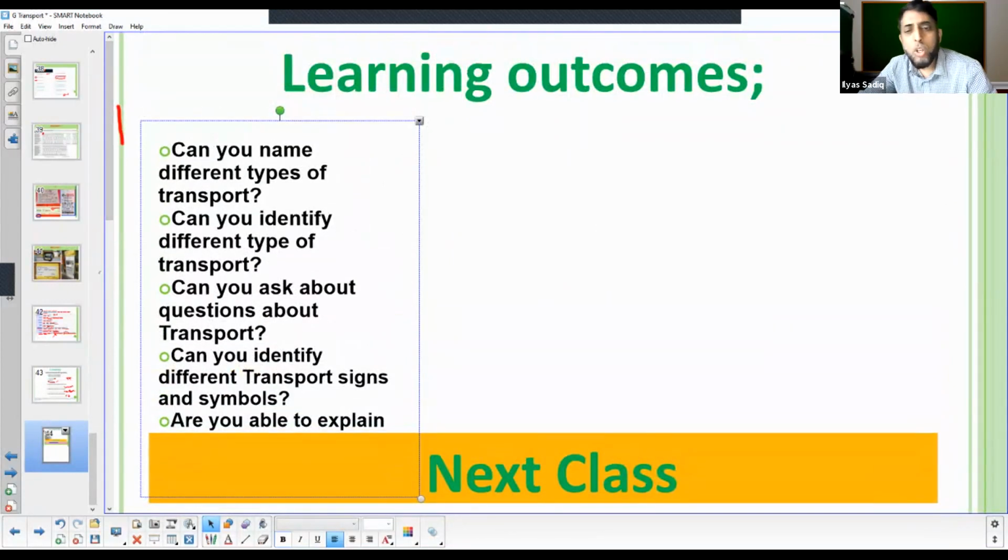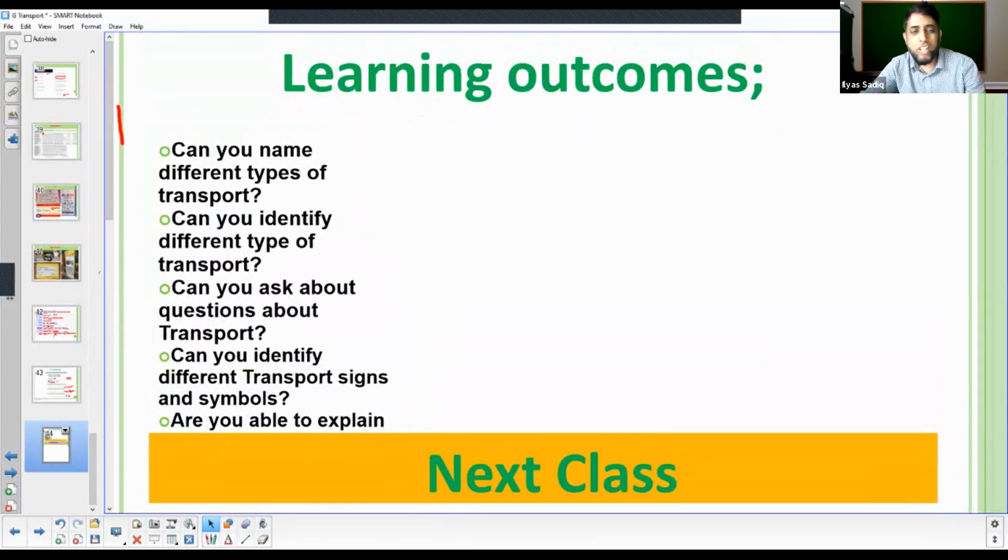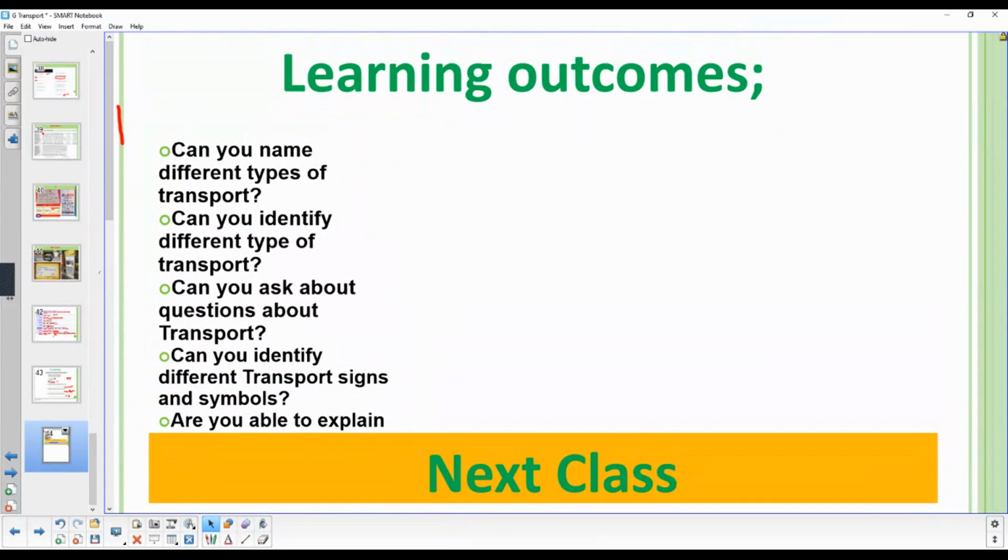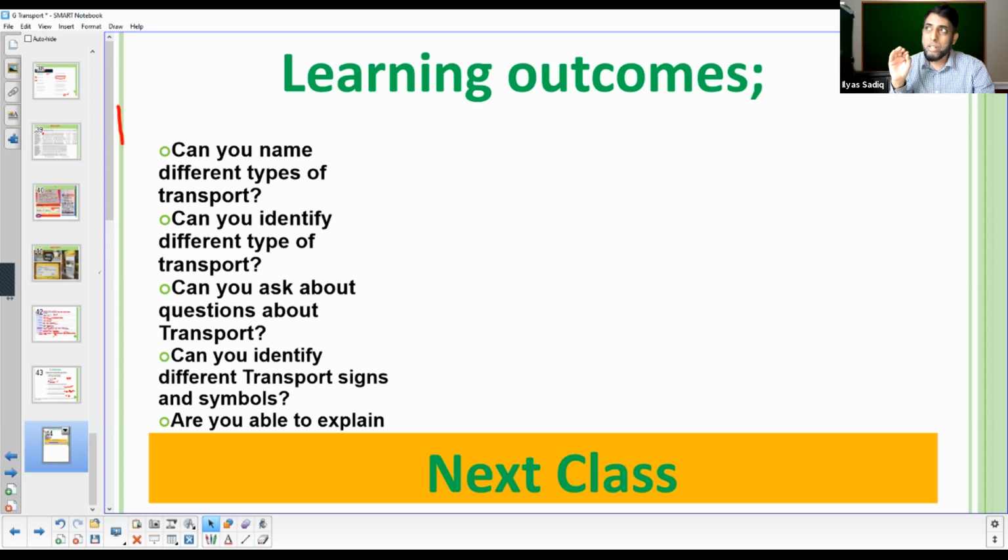Now, what we are trying to learn today: can you name the different types of transportation? There is a bus, train, tram, taxi, bike. What else? Coach, aeroplane. Well done. So you can name five means of transportation, the ways with which you can travel.